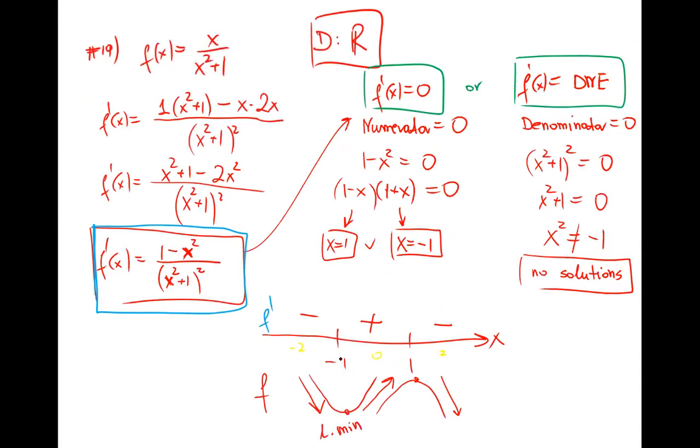Local minimum at -1, local maximum. That means at -1 we have a local minimum, at 1 we have a local maximum. We can see that from the graph.